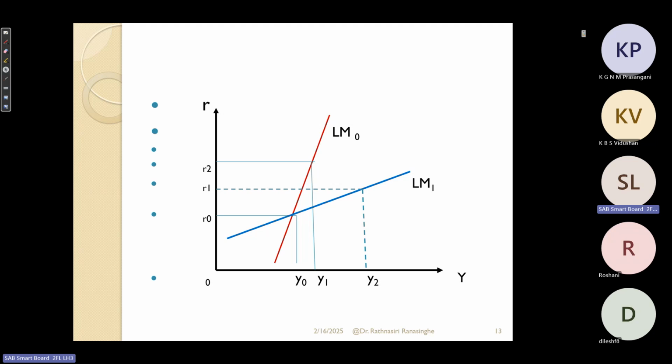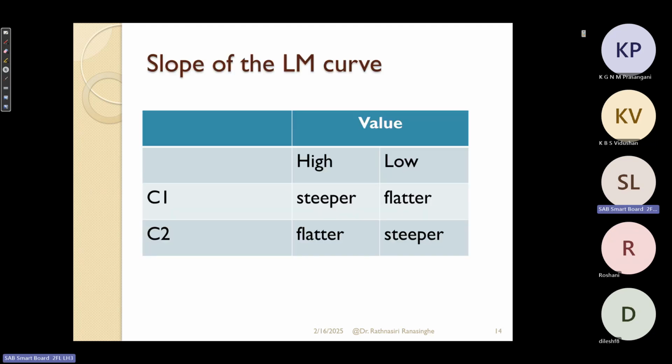Now here you have the summary. C2 can be high or low, and C1 can be high or low. If C1 is high, we get a steeper LM curve. If C1 is low, we get a flatter LM curve. If C2 is high, we get a flatter LM curve. If C2 is low, we get a steeper LM curve. That is the summary.